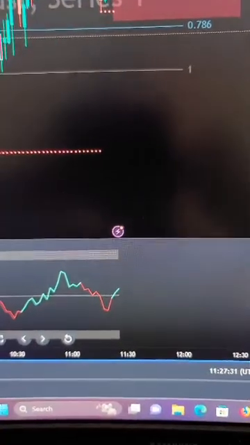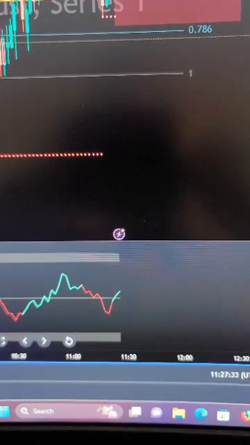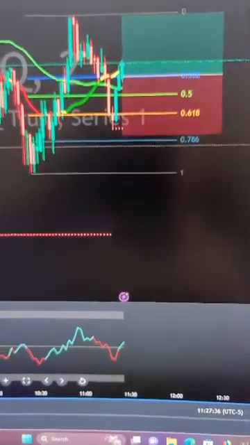Okay, this particular trade is our first trade of the day. We made about 55 profit.